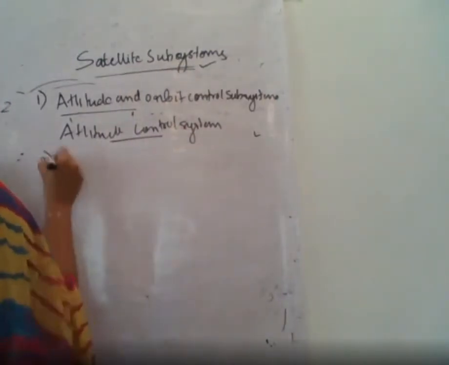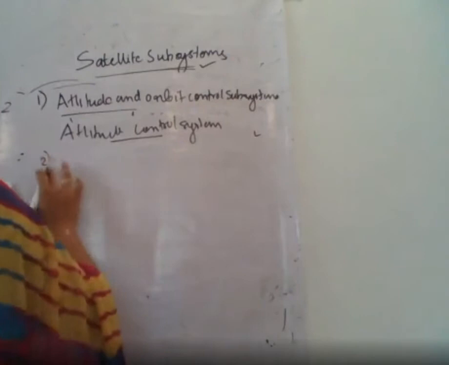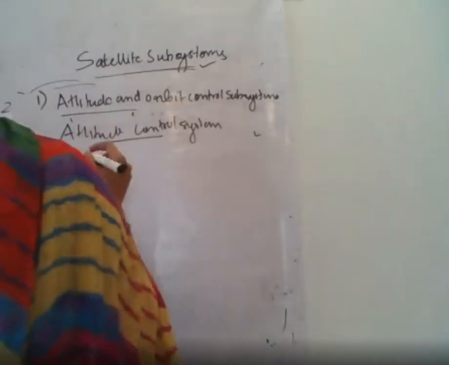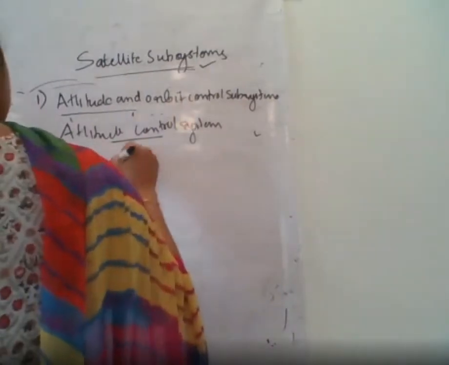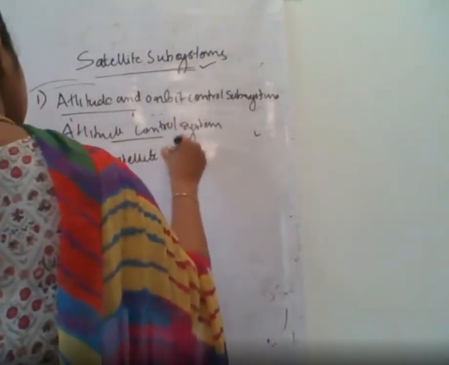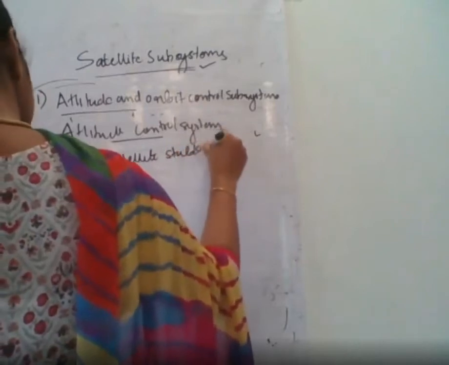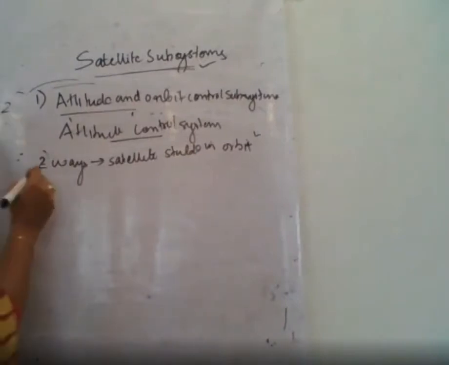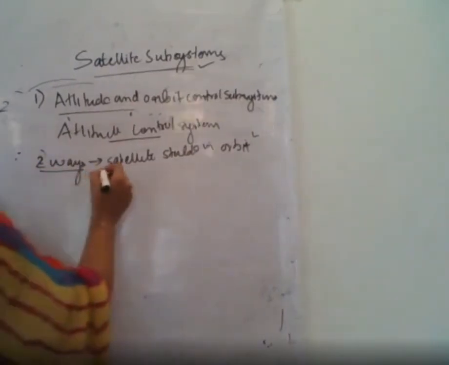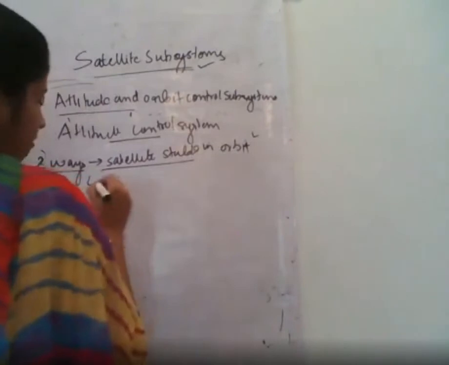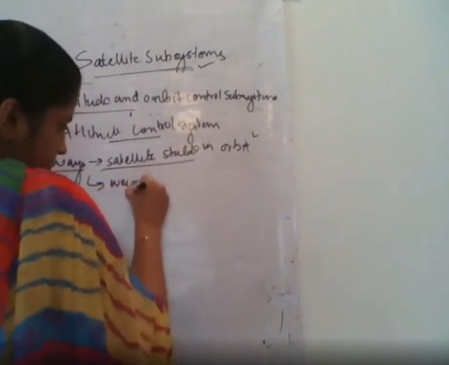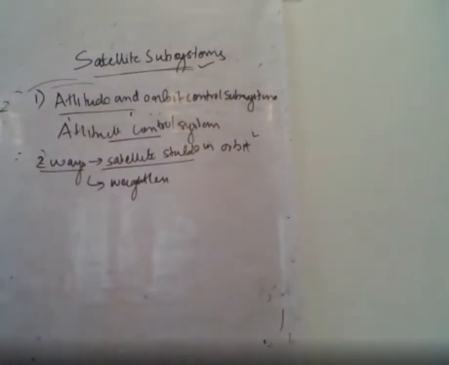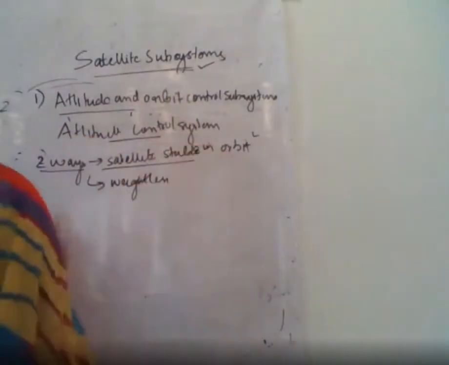Here we have two ways to control the satellite. That is, there are two ways by which we can make the satellite stable in orbit if the satellite is weightless. In the case of a weightless satellite, by using two ways, we can make the satellite stable in its orbit.